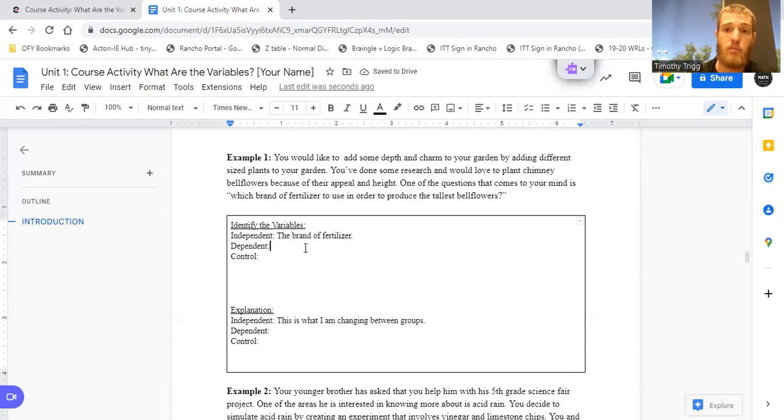Dependent variable is what you're measuring. So again, what you're hoping for is increased height in the flowers, right? So what makes it the dependent variable is the height of the plants. And what makes it a dependent variable? This is what we're measuring. We are measuring the heights of the plants.